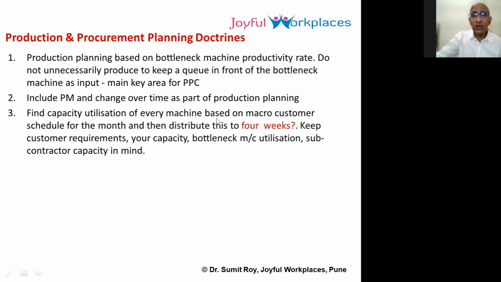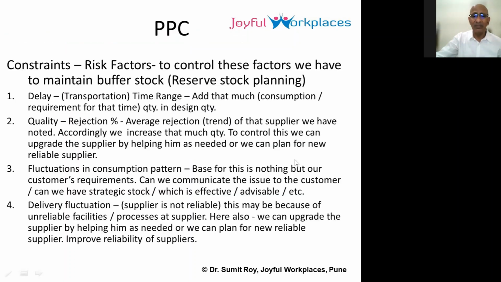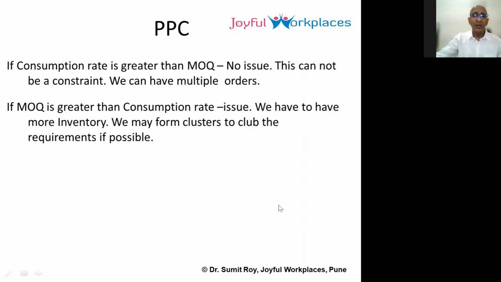Find capacity utilization of every machine based on macro customer schedule of the month and then distribute. This I think I have discussed. I don't want to get into that. So constraints में risk factor क्या है? Transportation delay, quality rejections, fluctuations in consumption pattern, delivery fluctuation.